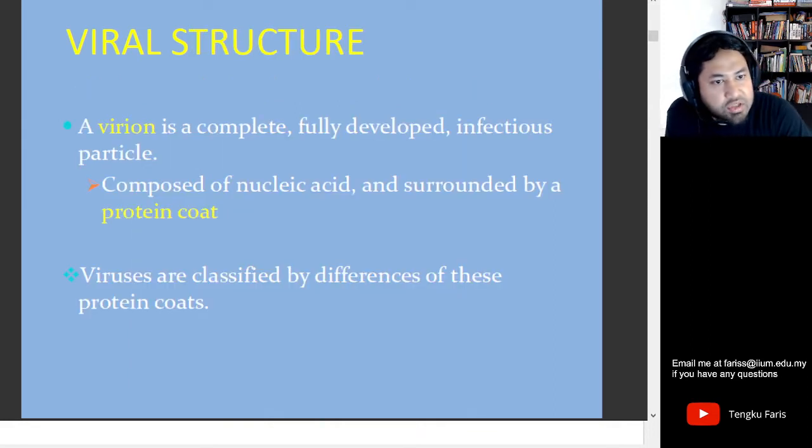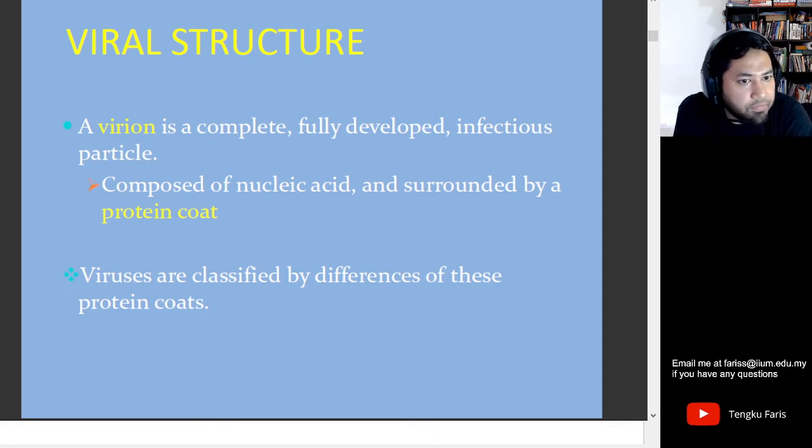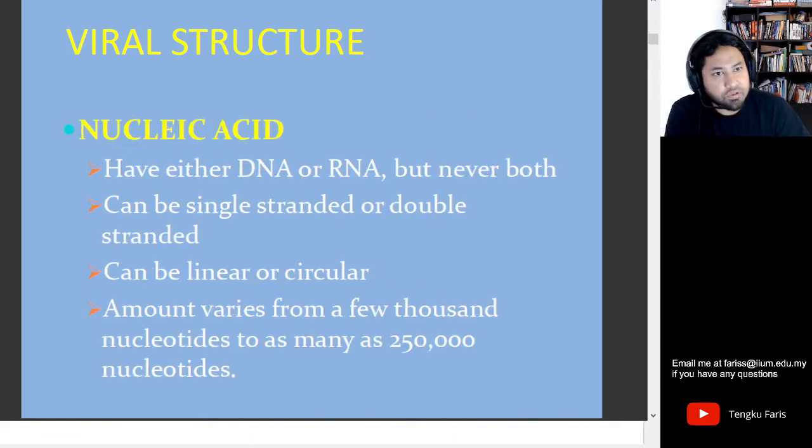In terms of the structure and morphology, the virion is a complete, fully developed infectious particle. If you get any of these viral particles in your blood system or in your tissue, it's quite difficult to get rid of them. Some of them can be infectious, some of them are not, so we call them a virion. It is composed of a nucleic acid surrounded by a protein coat. Viruses are classified by differences in these protein coats, right?